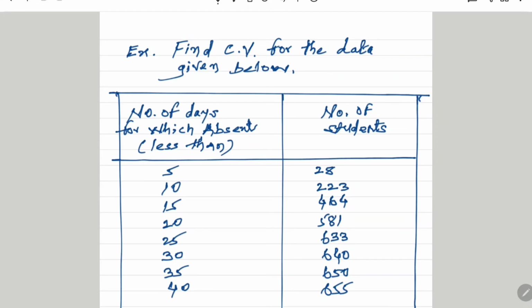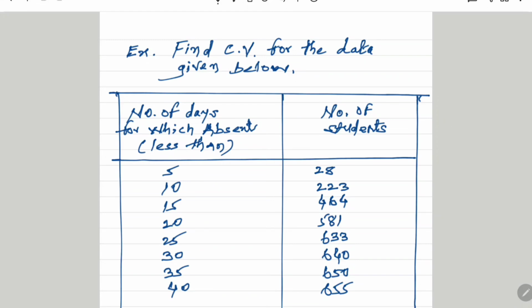Let us solve the problem. Find CV, coefficient of variation, for the data given below. Here we have two columns. The first one, number of days for which student is absent and the quantity is less than type, and the corresponding number of students. Previously I have discussed the problem for more than. This time I will discuss how to prepare that frequency distribution table when the values are less than type.